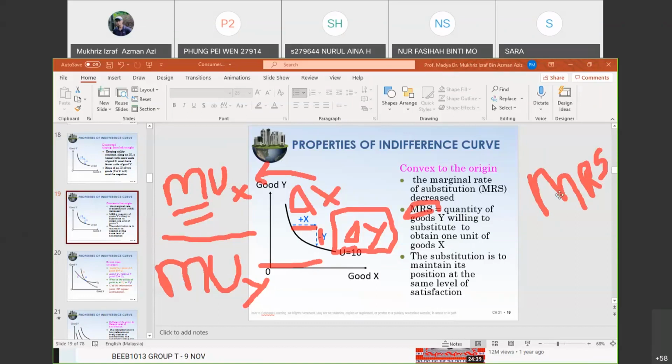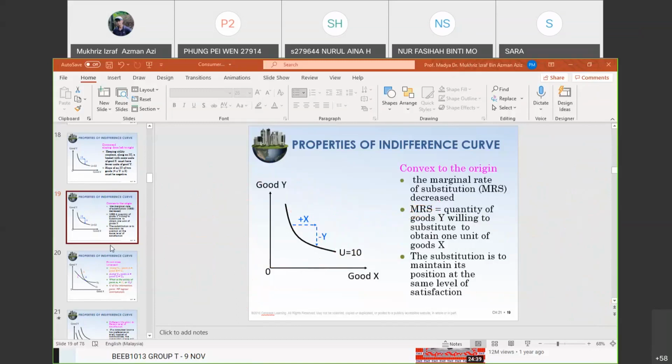How do you calculate MRS? MRS is calculated as MUX divided by MUY, marginal utility of X divided by marginal utility of Y. So this slope is calculated as this MUX over MUY, which is called MRS, marginal rate of substitution.